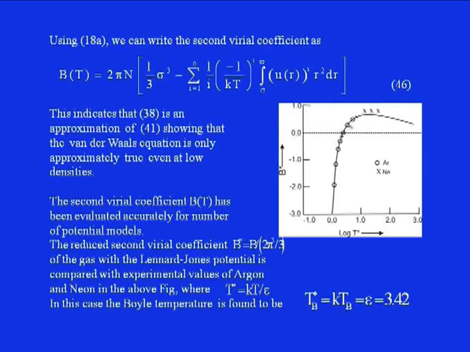Then they have plotted it with respect to temperature. The reduced second virial coefficient B* equals B divided by 2πσ³/3 of the gas with the Lennard-Jones potential, compared with the experimental values of argon and neon in this figure. The circle represents argon gas and the cross represents neon gas, plotted with T*, the modified reduced temperature, which is kT by epsilon. In this case, the Boyle temperature is found to be T_B* equal to 3.42.